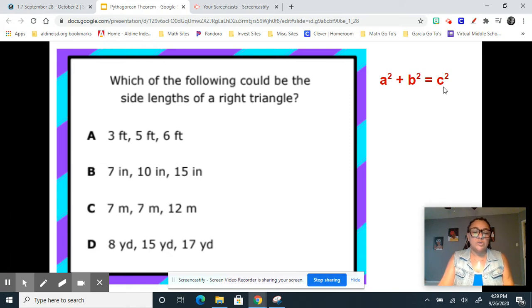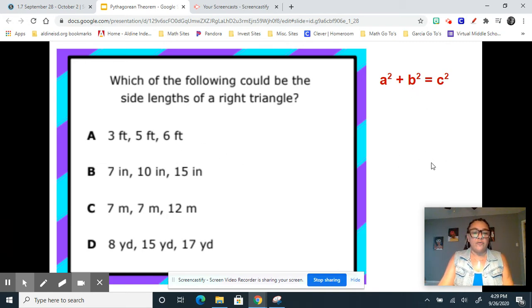Now, what we're asked to do with the converse is prove that a triangle is a right triangle. Because if the measurements work with the Pythagorean theorem and we can prove it to be a true statement, then it is a right triangle. So let's take a look.